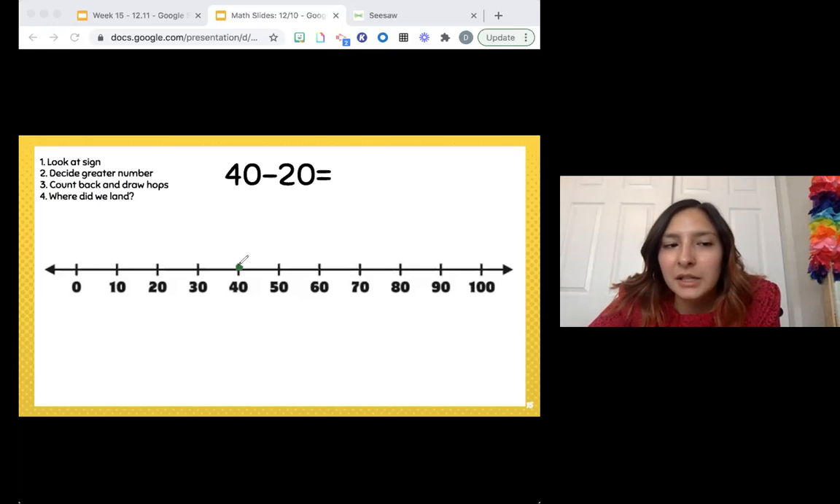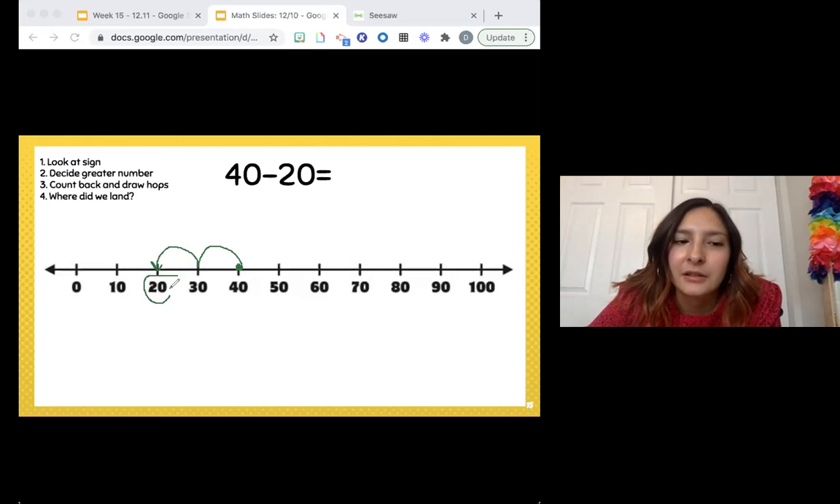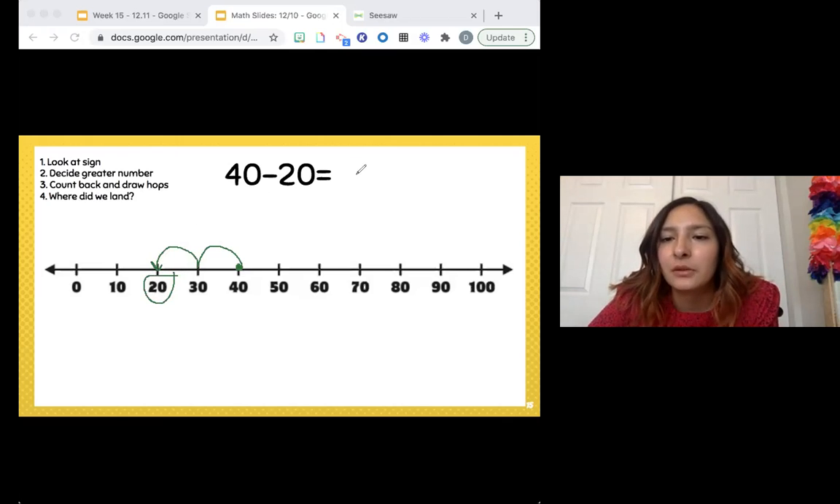Okay, so then let's draw our hops first before we do it. So we have to count back two groups of 10. 10, 20. Okay, and then fourth, you saw, where did you land? Where did you land? 20. So 40 minus 20 equals 20. Awesome.